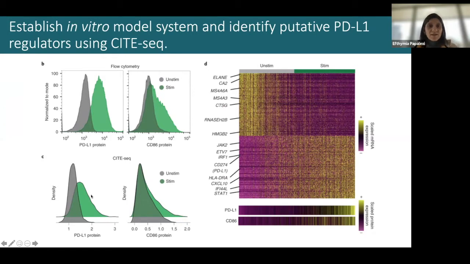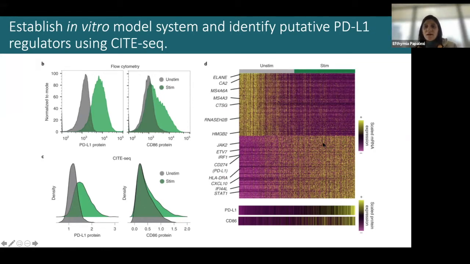So once I knew that CITE-seq can detect PD-L1 expression properly, I wanted to take my cells, order them based on their PD-L1 protein expression, and then see what are the transcriptomic signatures that correlate with PD-L1 levels. So on the right, I'm showing you a heat map where every column is a cell and every row is a gene. The more yellow, it means the gene is highly expressed. The more purple, it means the gene is not expressed. And so you can see that stimulated and unstimulated cells have very different transcriptomic signatures.